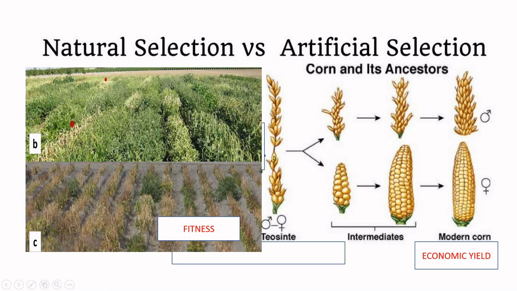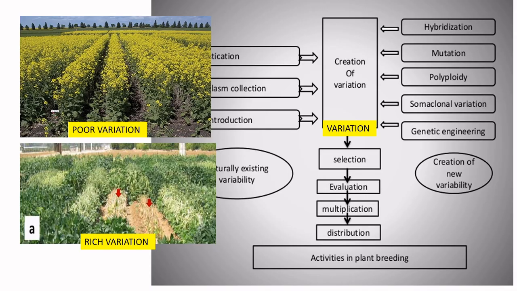So from the evolution point of view, human beings started selecting those genotypes which are useful to them, and so these are the two differences between natural selection and artificial selection. In the later plant breeding programs, we are going to employ natural selection and artificial selection, and it's important to clear the concept of natural selection and artificial selection.